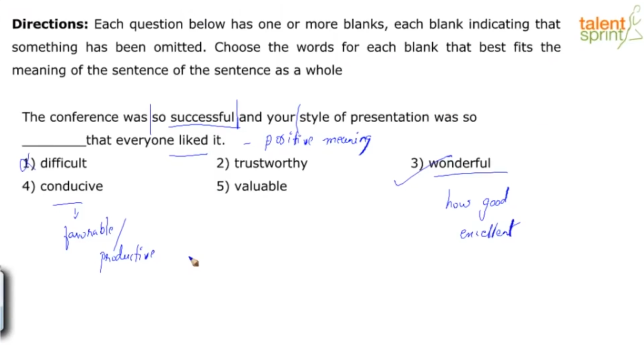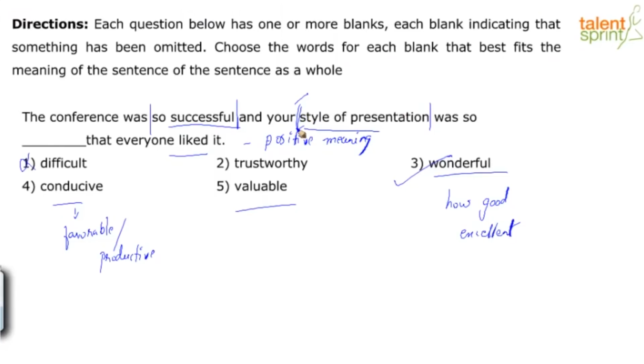As simple as that. So conducive, valuable, and trustworthy are not the most effective words, I would say, because the context is not giving us any additional information, right? It's as simple as saying, hey, I went to this conference, I really enjoyed the style of the way the person presented. It was so good, I liked it, right? Valuable, again, we are talking about the style of presentation, right? So that's another thing you need to keep in mind.